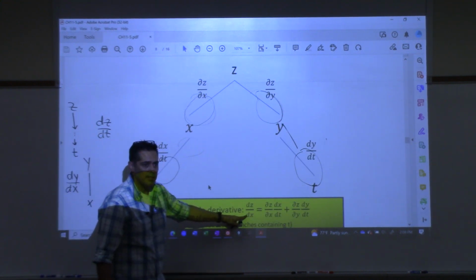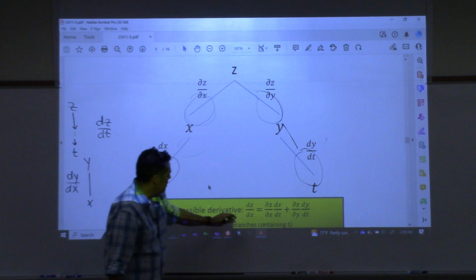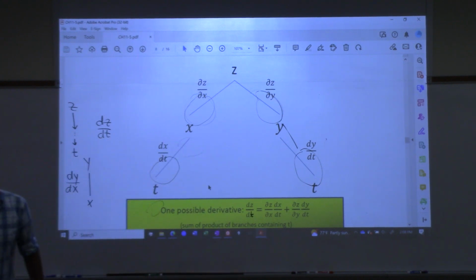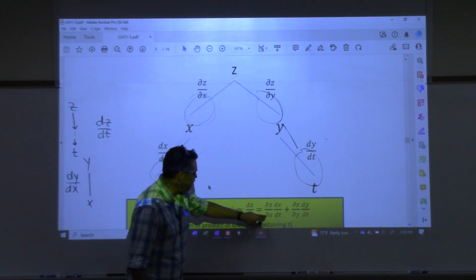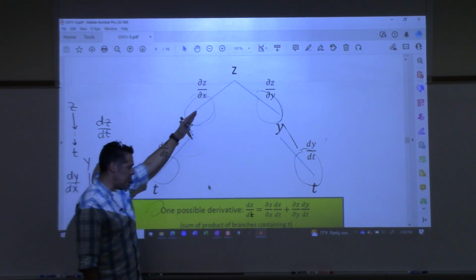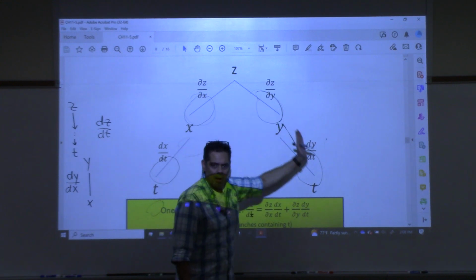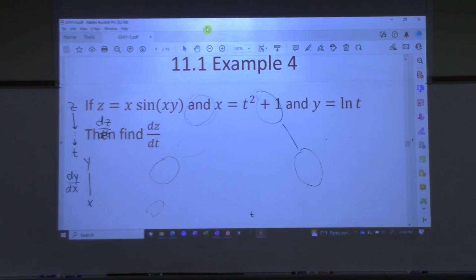dz/dx, sorry, that's a typo. It should be dz/dt, because I said z ultimately depends on t. So dz/dt, your traditional derivative, should be equal to partial z with respect to x times derivative of x with respect to t. That's the product down the left branch, plus the product down the right branch. Understand? There's going to be more. You're going to start to see how these branches come together. There's your example. I'm going to make it smaller.